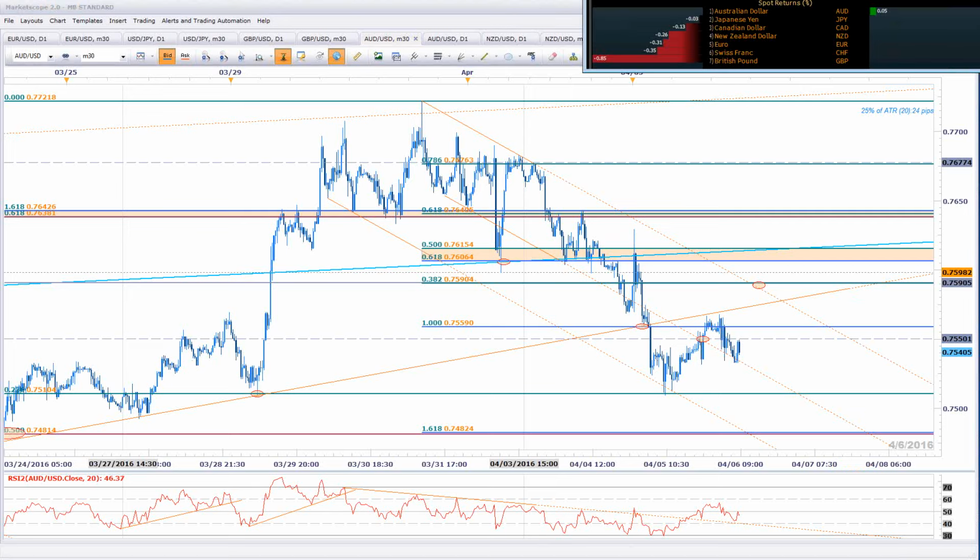There's not much left on tap from Australia until next week. Okay, we get the employment numbers then. Any questions on the Aussie dollar?